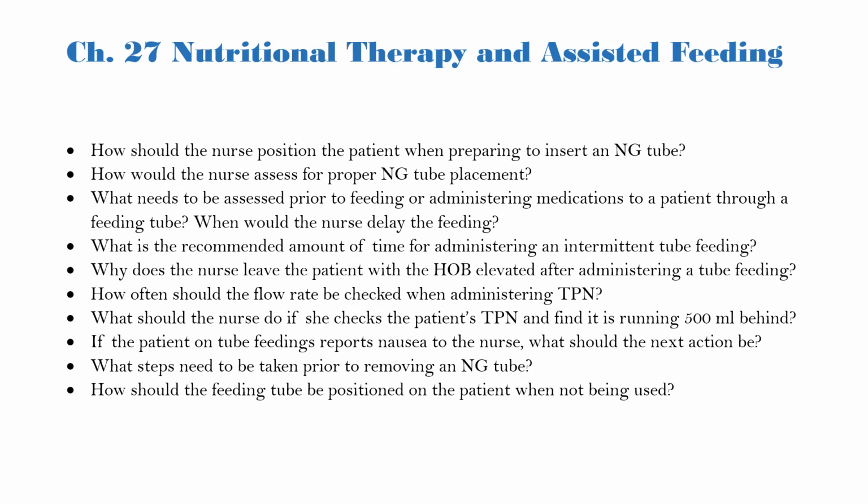How should the nurse position the patient when preparing to insert an NG tube? We're going to find this information in skill 27.2, inserting a nasogastric tube on page 504, planning number 3. Gather all equipment needed. Position patient with the head of the bed elevated 30 to 90 degrees. Raise the head of the bed to a working height.